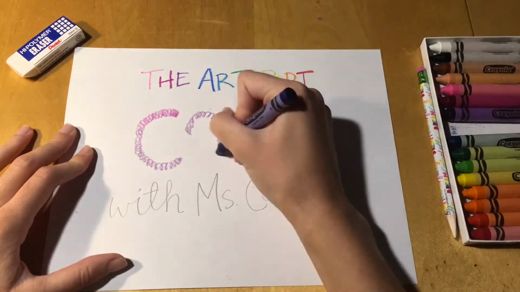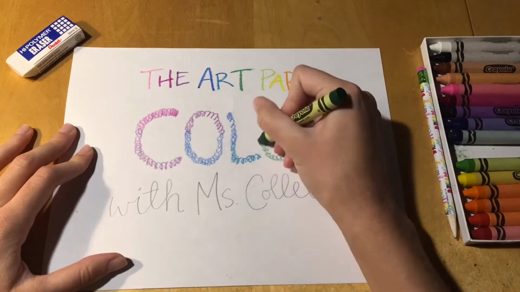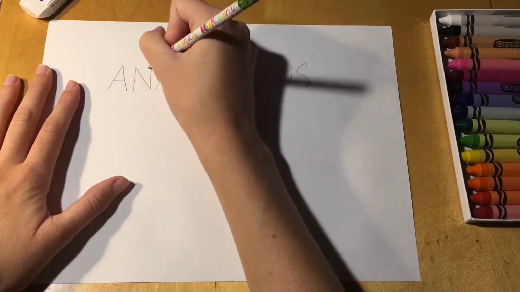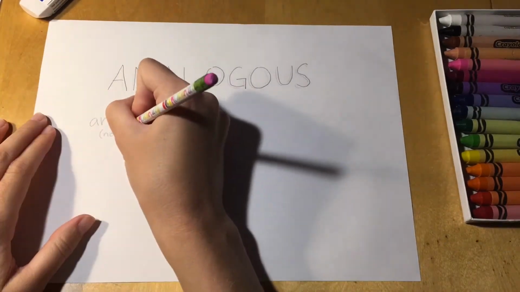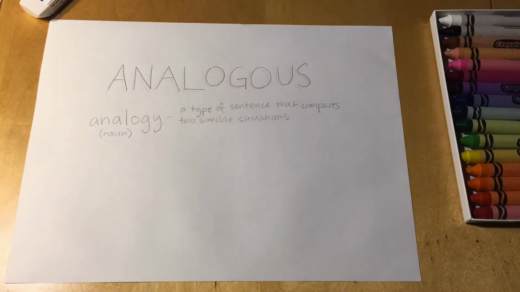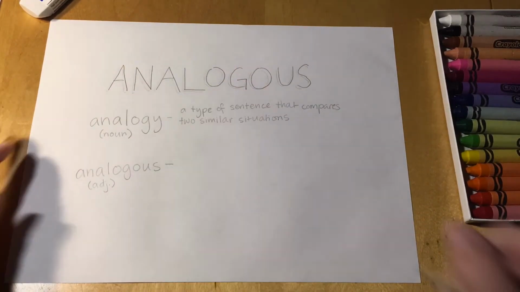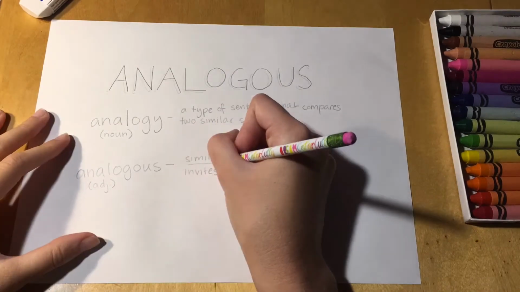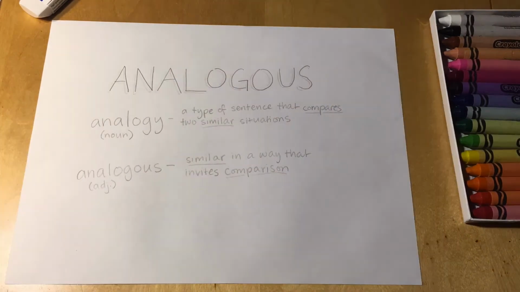Today we are going to be exploring a little bit more the art element known as color. Specifically, we are going to be exploring analogous colors. Now, you may have heard the term analogy in the past, which is a type of sentence that compares two similar situations. Well, analogous, the adjective, describes things that are similar in a way that invites comparison. So we're talking about similarity and comparing.